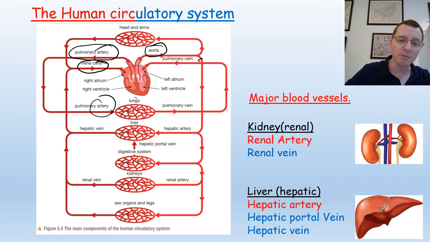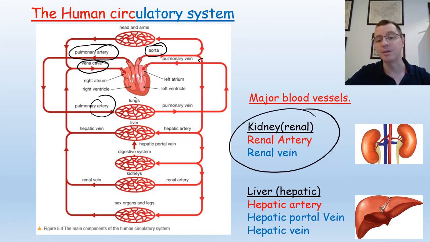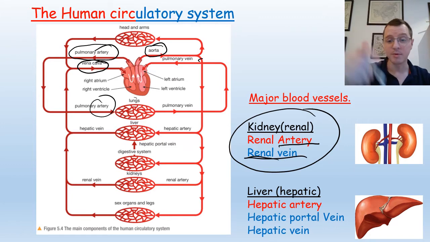A couple of other major organs that you need to be aware of is the kidney, and in Latin we refer to the kidney as the renal organ, or the adjective renal. So the kidney has an artery going to the kidney and away from the heart called the renal artery, and then leaving the kidney and going back to the heart is the renal vein.